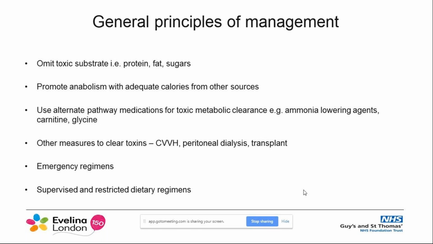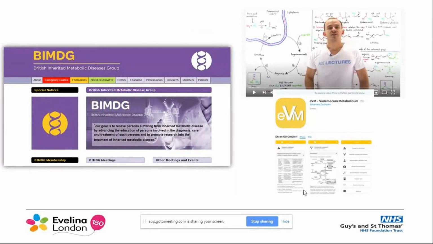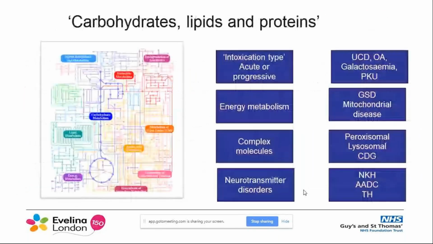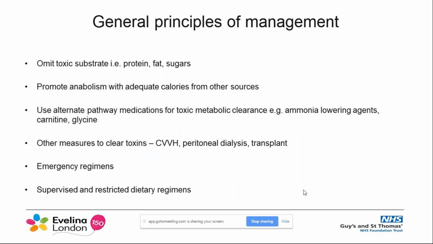And then other more invasive methods. Sorry for that. So other more invasive methods of clearing toxic metabolites, so hemofiltration, sometimes peritoneal dialysis if the baby's too small, and transplantation ultimately, but obviously not in the acute situation.